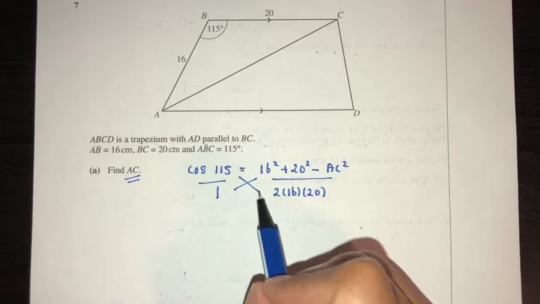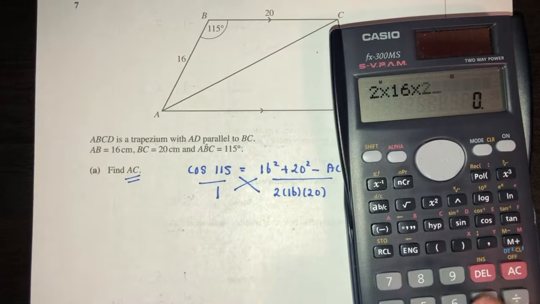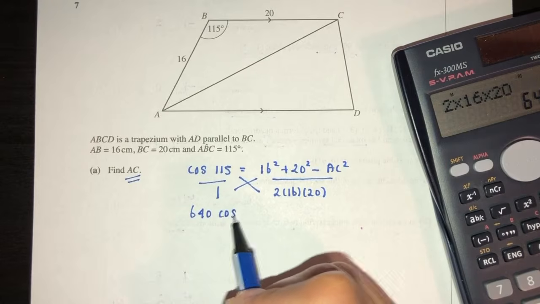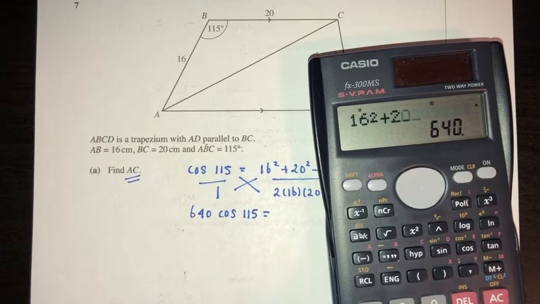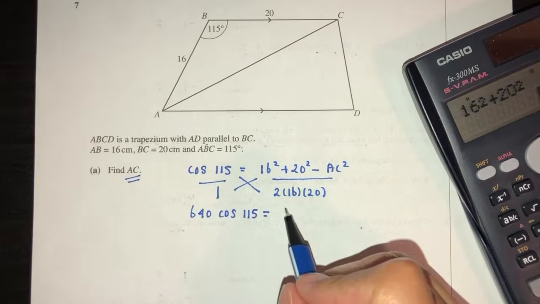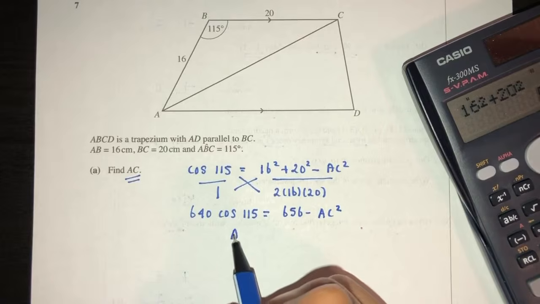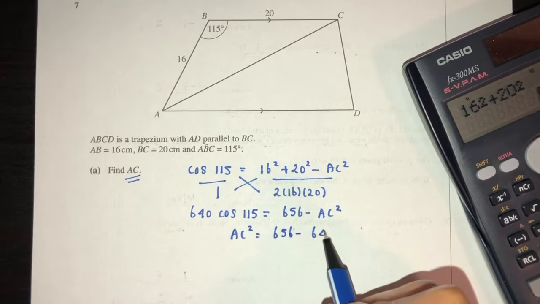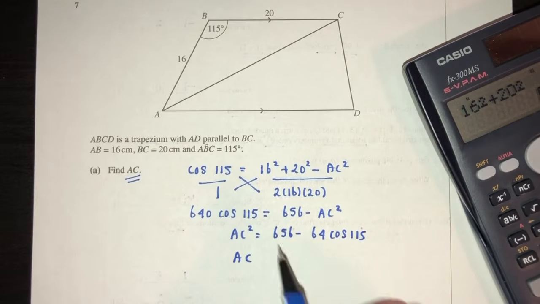So let's cross multiply. We have to bring this over here. You will have 2 times 16 times 20, that will be 640 cos of 115 equal to 16 squared plus 20 squared, that is 656, minus AC squared. So AC squared is equal to 656 minus 640 cos of 115. So AC will be the square root of that.